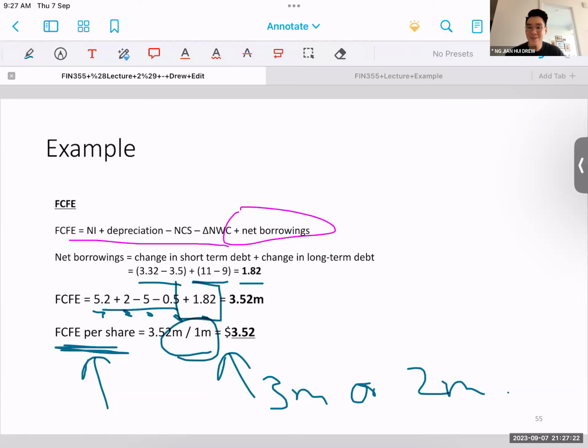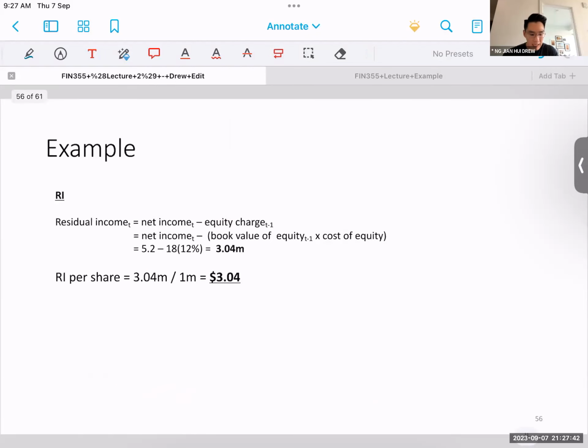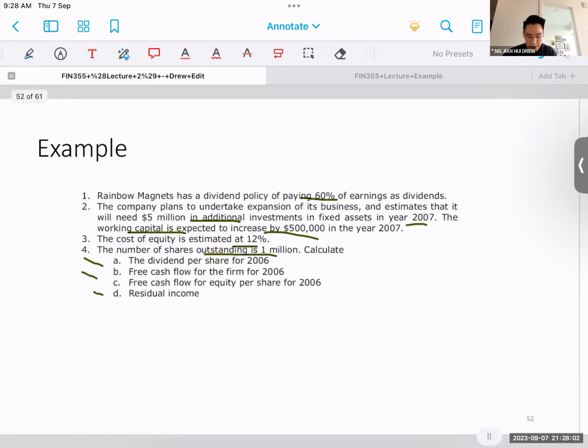So I hope you can see now how the formulas come into play, the various formulas, and how they work in a simplified example given the limited information of the financial statement. Now, RI, we use net income minus equity charge. But remember, our equity charge uses T minus 1, as explained earlier, meaning that we're using book value at T minus 1. Okay, so let's just look at the balance sheet again.